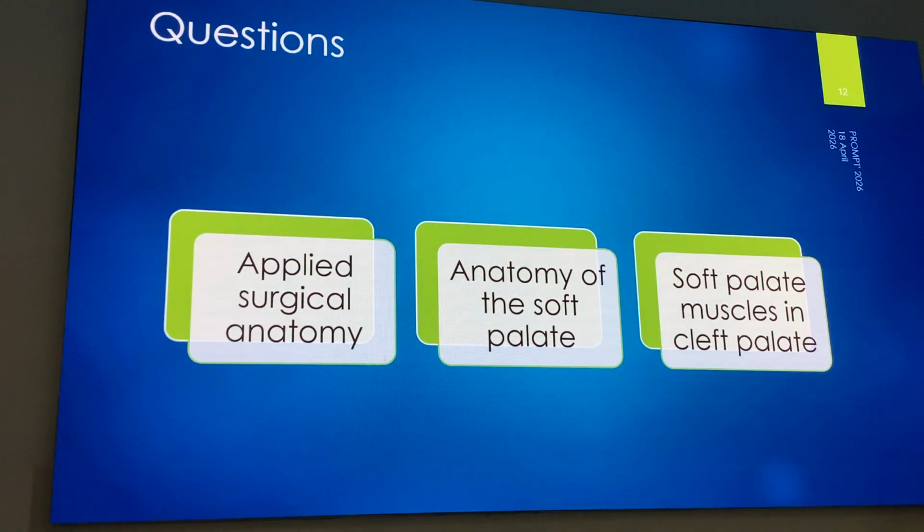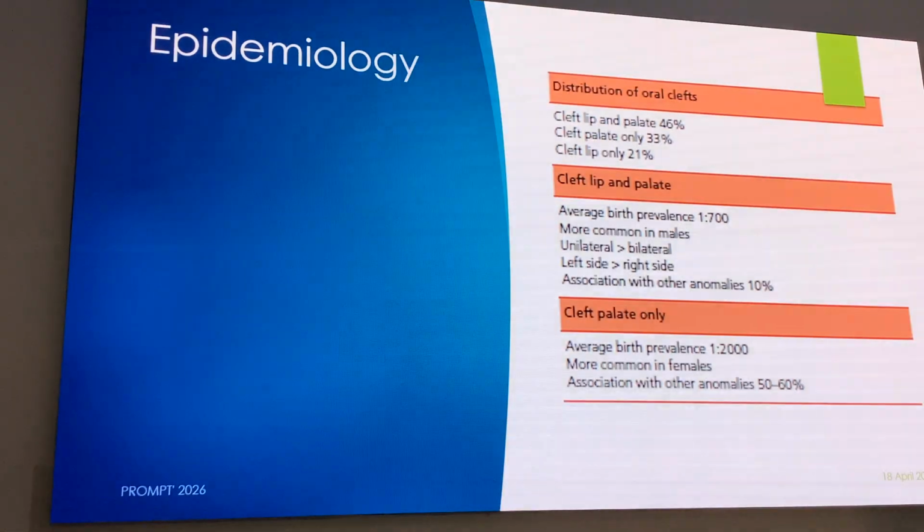Now, again, the questions which come are applied surgical anatomy, anatomy of the soft palate, and soft palate muscles in the cleft palate. So you have to describe the pathologic anatomy of the soft palate; questions like this come. What are the differences between the normal and the pathological in the soft palate? So this again, epidemiology, is a question you can have.